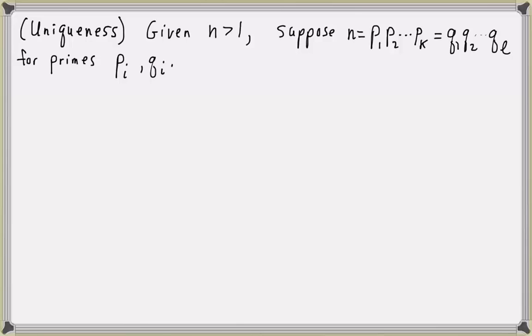Then, without loss of generality, let's assume that these primes are written in increasing order. So, without loss of generality, assume that p1 is less than or equal to p2, which is less than or equal to so on up to pk. And likewise, the same thing for the q's. So q1 is less than or equal to q2, which is less than or equal to ql.